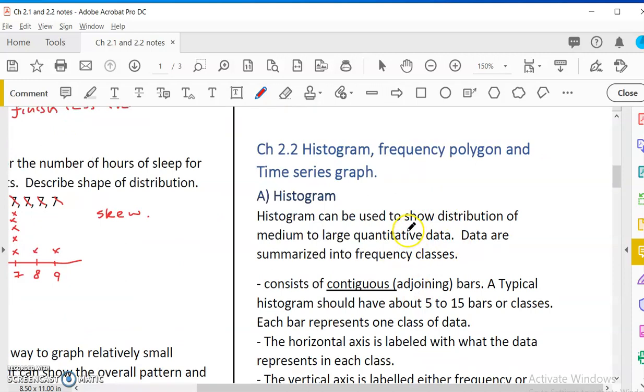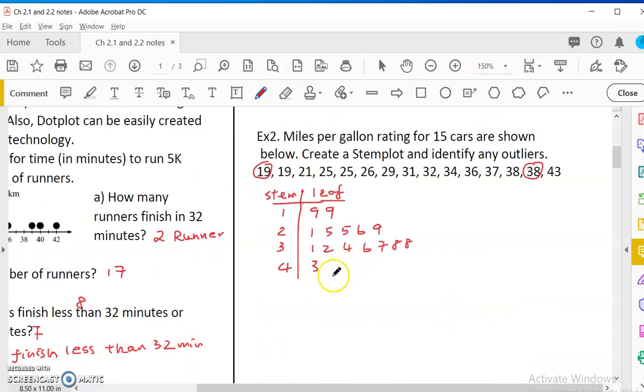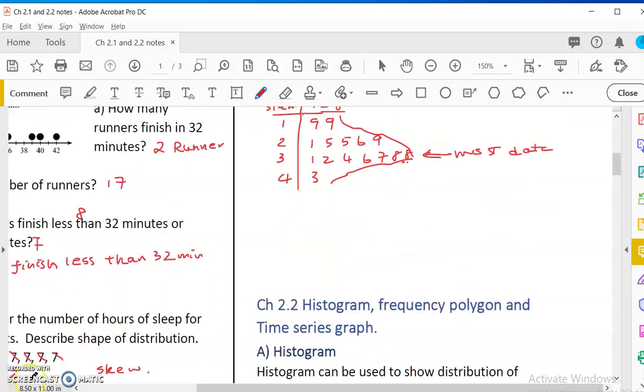2.2 is histogram. So I'm going to record this in another video. But you can see this stemplot. When you look at the stemplot, the distribution looks like this, right? So this is the highest class. Most data are around here. So that's called the center. It doesn't vary that much, and also the shape of the distribution is symmetrical, is not skewed. Okay, so I will talk about 2.2 in the next video.